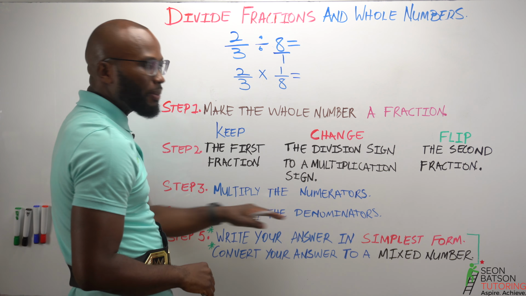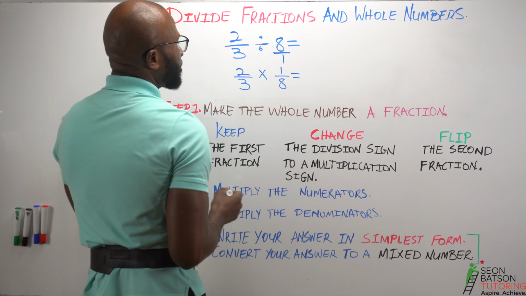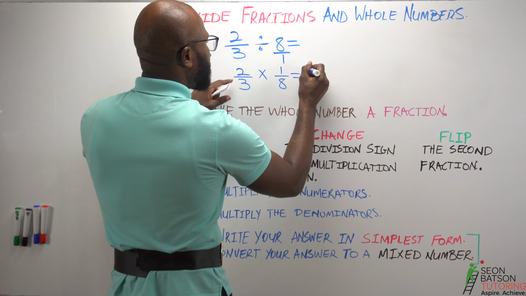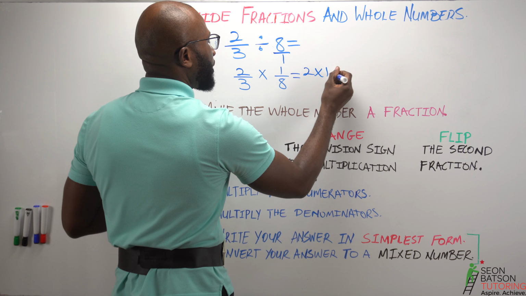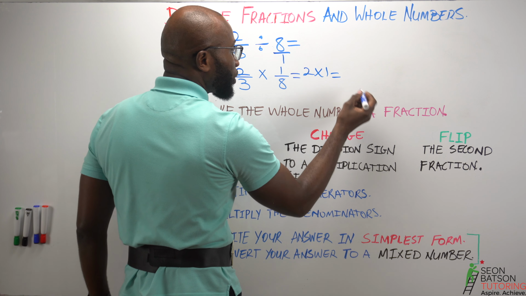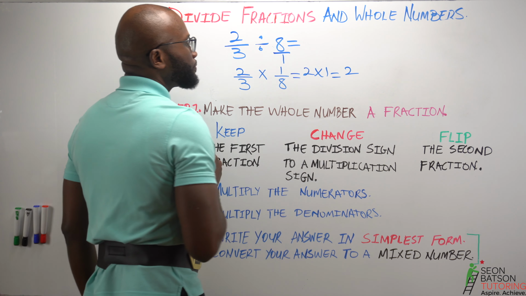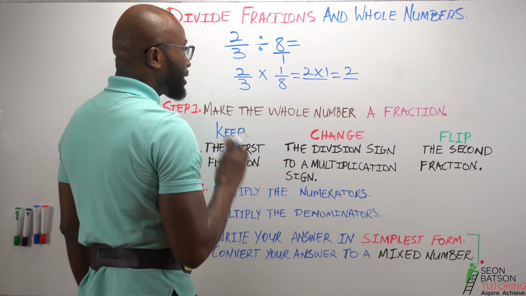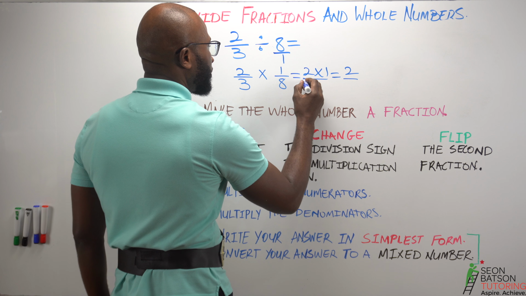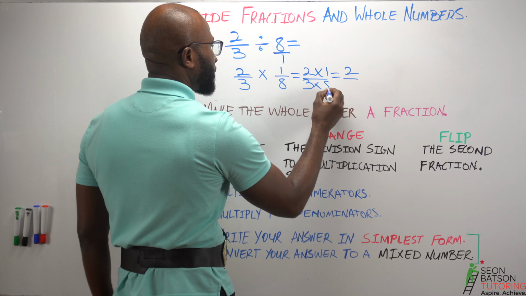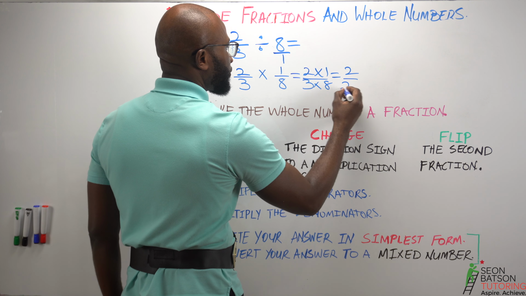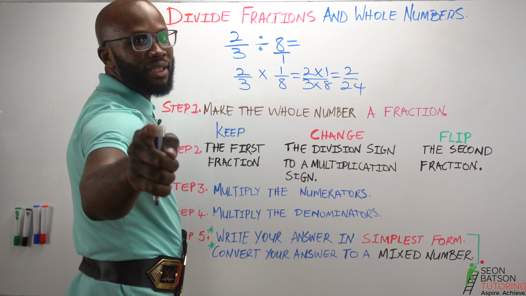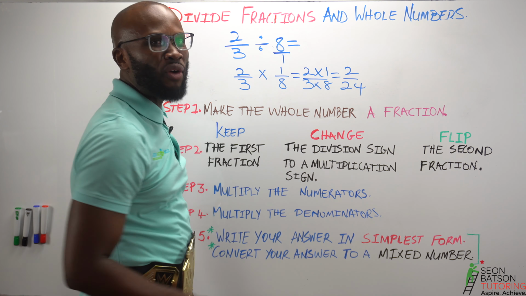Now we are going to multiply the numerators. The numerators in this example are 2 and 1. 2 times 1 will give you 2. Then we will multiply our denominators. The denominators in this example are 3 and 8. 3 times 8 will give us 24. How was that? Did you guys get 2 over 24?